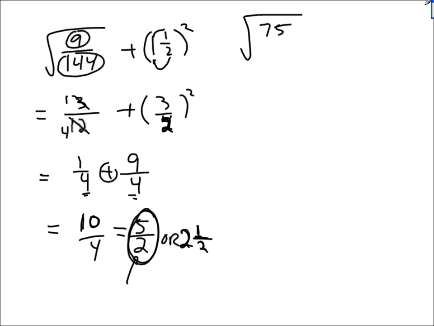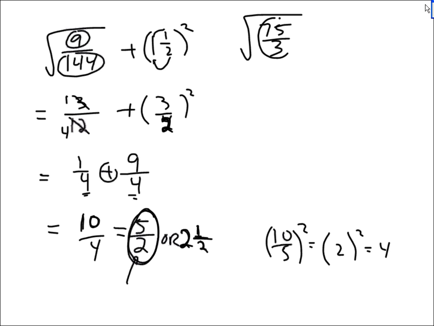Sometimes you want to do the division first. I think earlier I asked you what 10 over 5 squared was. Sometimes it's better to simplify before you square. 2 squared is 4. In this case, before you take the square root, sometimes it's better to simplify.